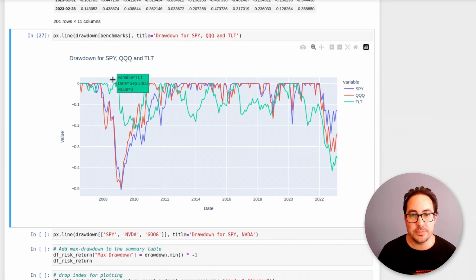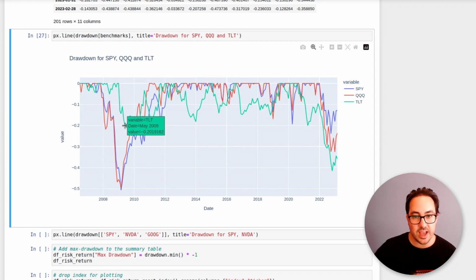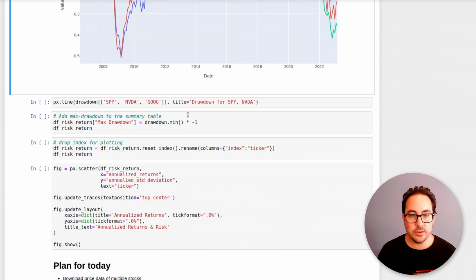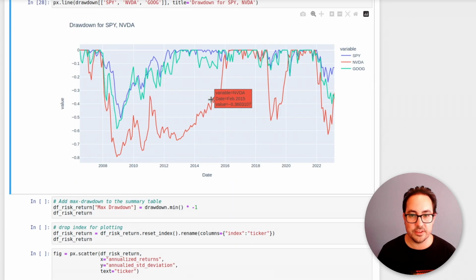So the drawdown basically tells you, from the highest moment that the stock or the bond was, how much it went down from that moment. So this means that from the previous high, it went down 20%. And then you can do the same for other stocks and ETFs.